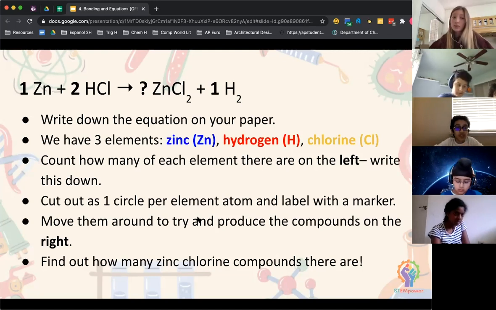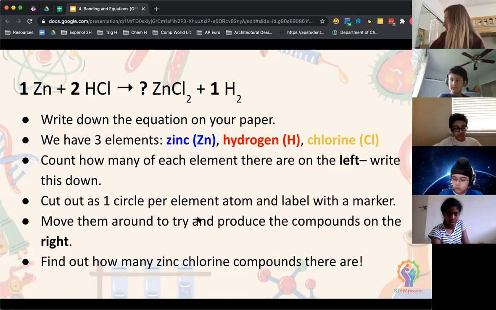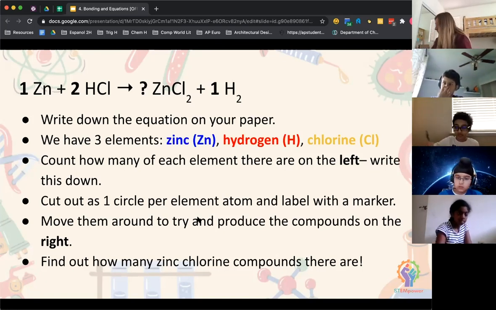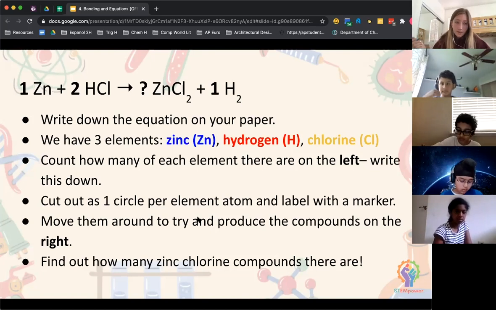So the first step is to write down the equation that we see on our paper. And again, leave some space because we will be doing several of these. First step is to write down the equation, and I'll do it with you. So we have 1 zinc.